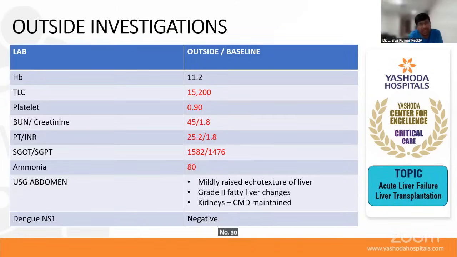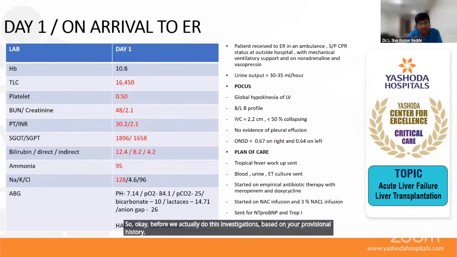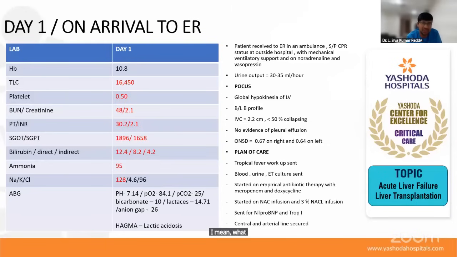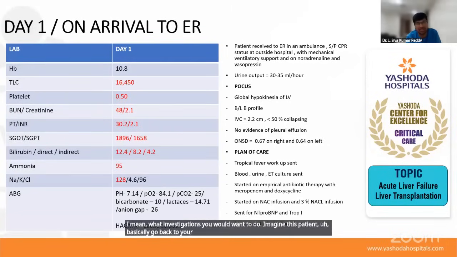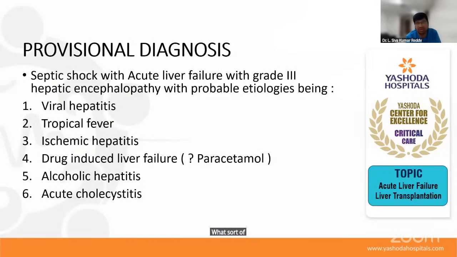Sir, so the outside investigations for these patients. Before we actually do these investigations, based on your provisional history, what investigations would you want to do? Imagine this patient, go back to your provisional diagnosis. Based on your provisional diagnosis, what sort of investigations would you want to do in this patient?